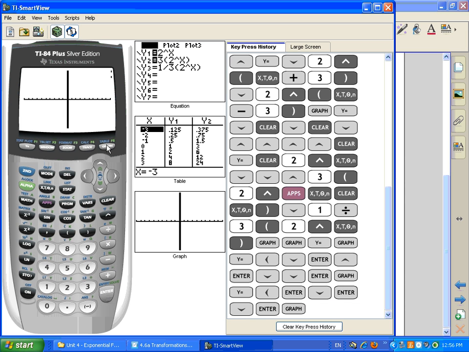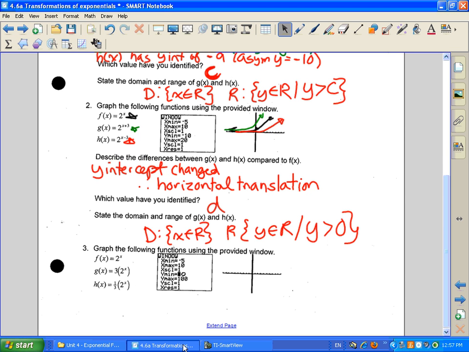So again, here we go. Here's the 2 to the x. Here comes 3 times 2 to the x. Okay. And here comes the 1/3. Okay. Go to my graph. And let's put those down. So first one is kind of like this.